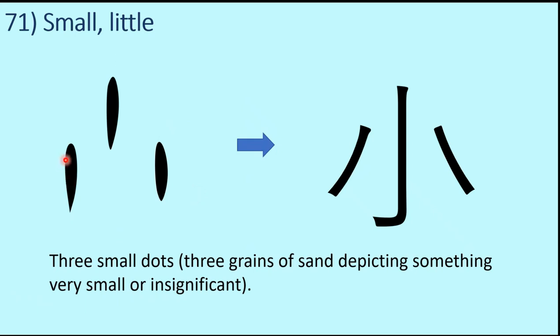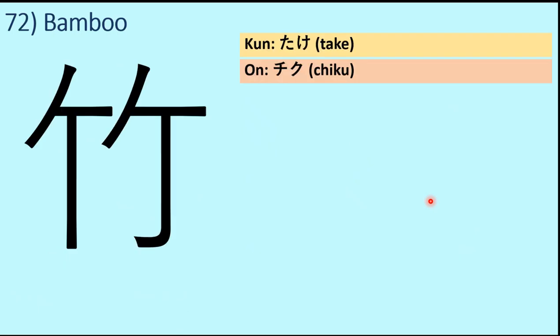So you can see here three small dots. Three small dots represent 3 grains of sand, and it depicts something very small or insignificant. And that's why from this ancient scripture or symbol, the modern day kanji for small or little has been derived. So this is how this character has evolved.